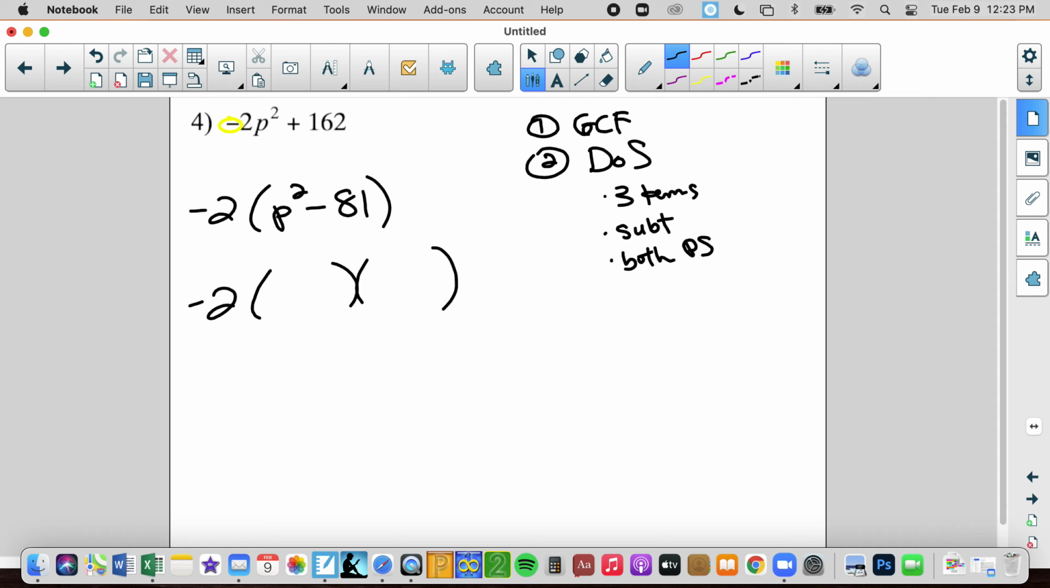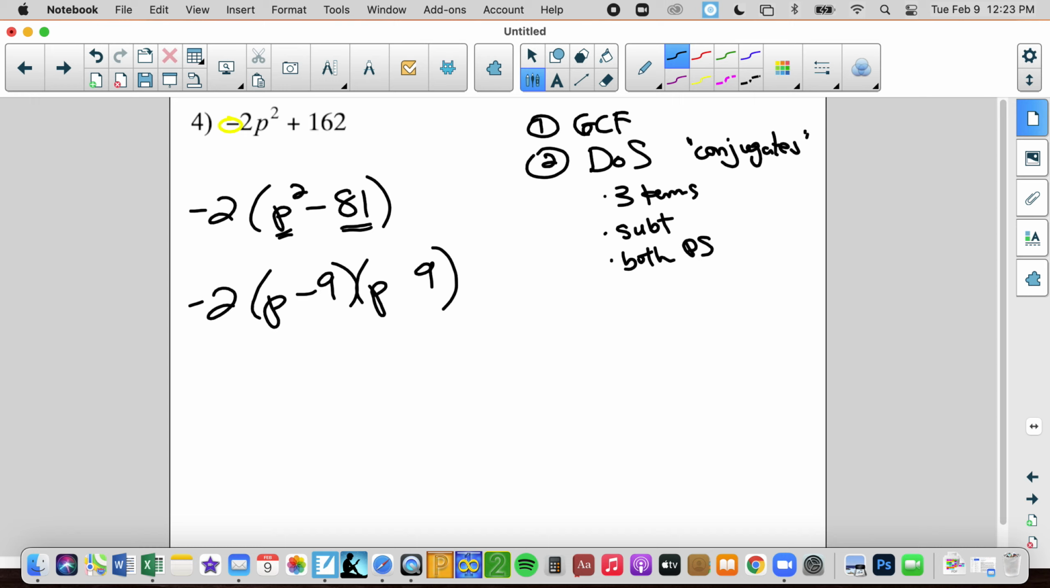And the way we find out what those conjugates are is you take the square root of p squared, which is p. That would represent my first in each of the binomials. And I take the square root of my last, which is 9. And remember, difference of squares deals with conjugates.